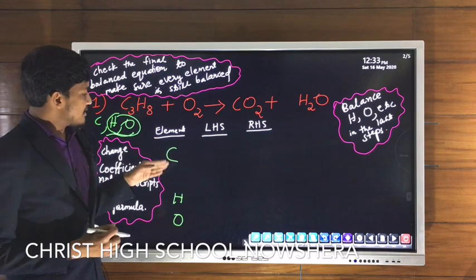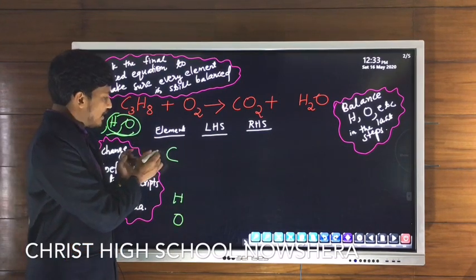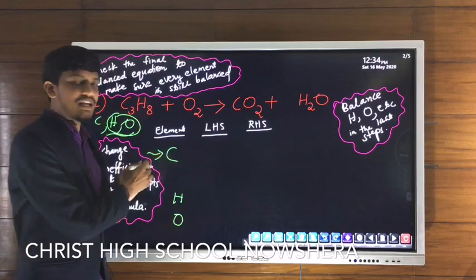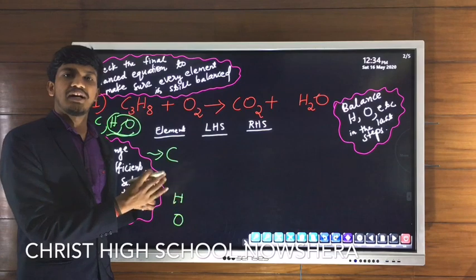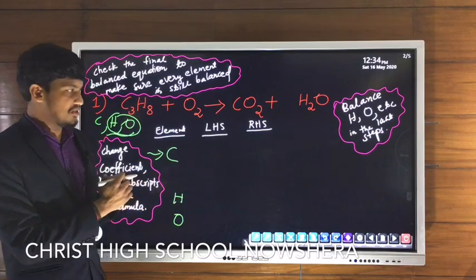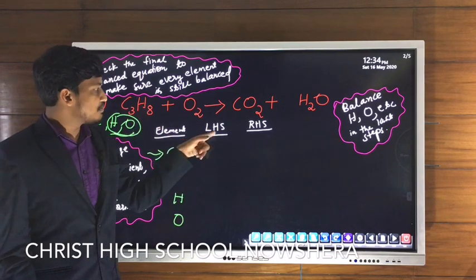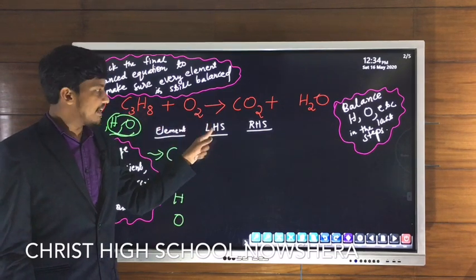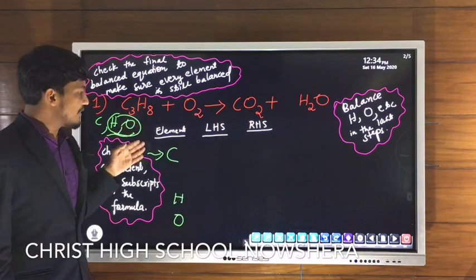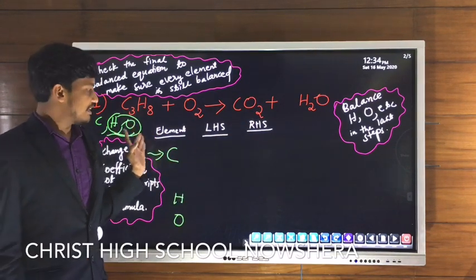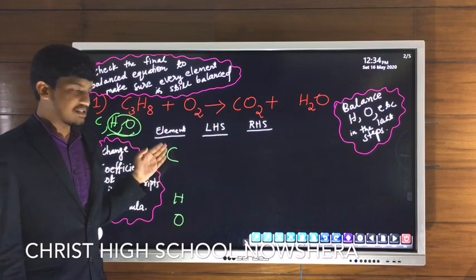Now, the next step is that we will balance each atom. So the first atom we are taking is carbon. That is, in the first step we are going to equalize the number of carbon atoms on both sides of the equation. For that, we will list the number of carbon atoms on both LHS, that is the reactant side, and also RHS, that is the product side. We will balance, that is equalize, the number of carbon atoms first, because the first atom we have taken is carbon.